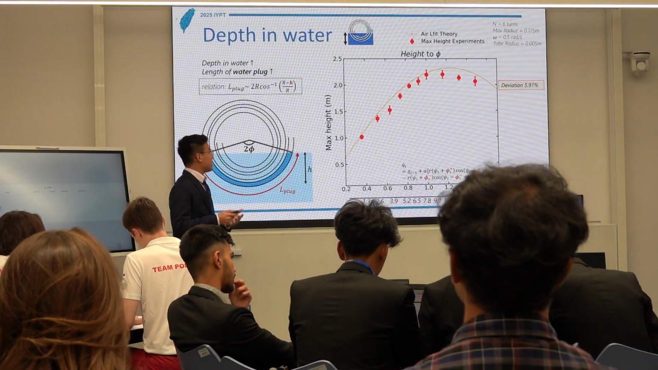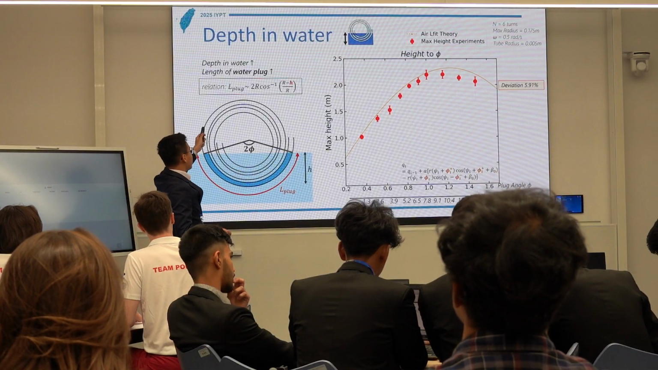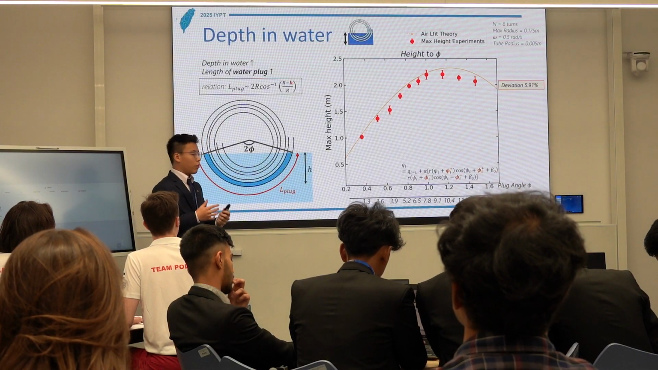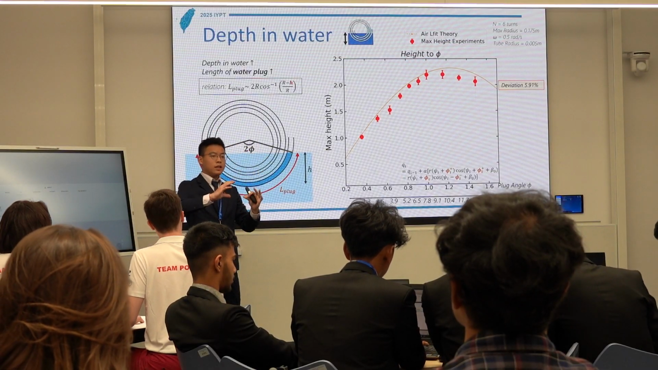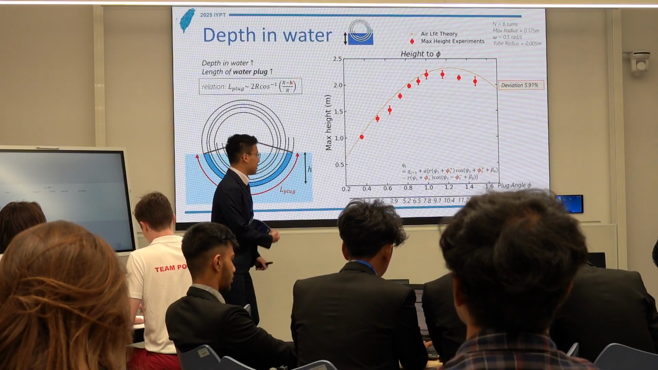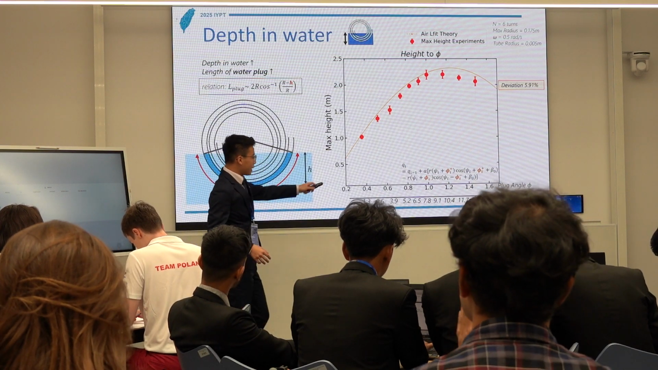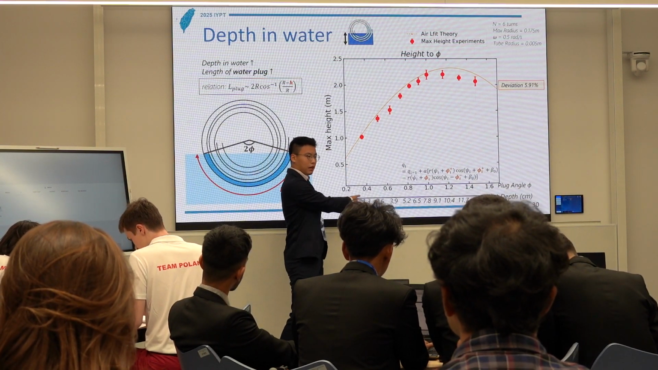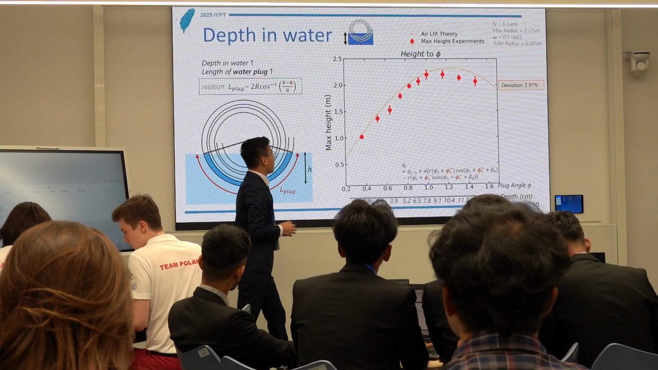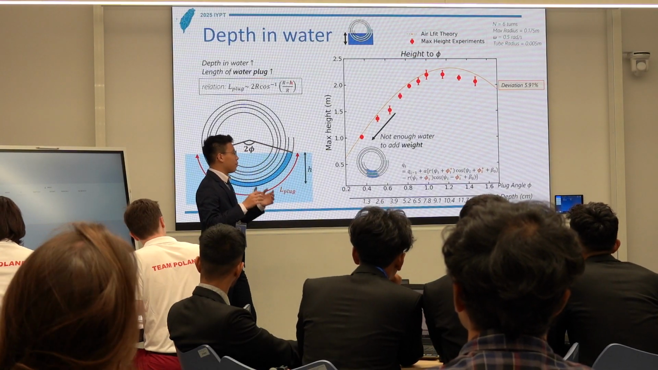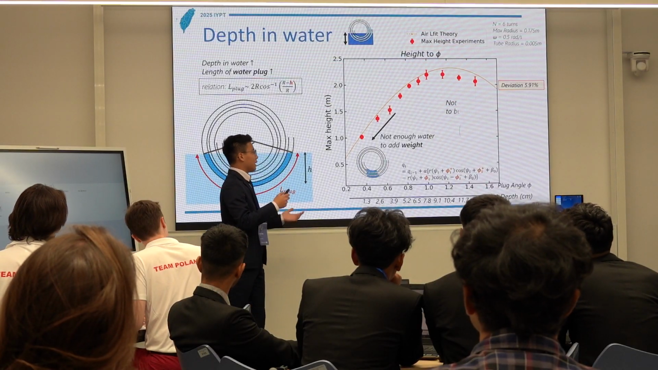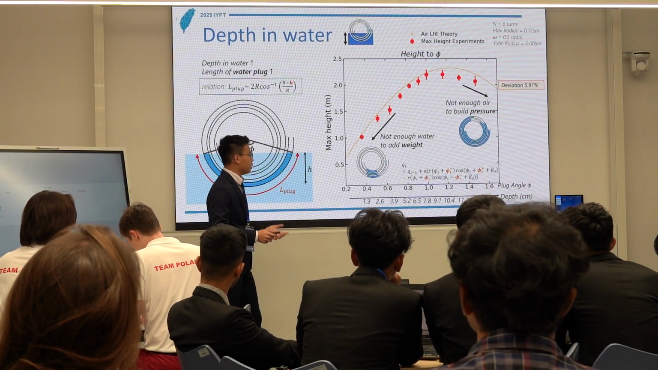Then the next parameter is the depth in the water. So when you increase the depth in the water, the length of the water plug will increase with this relation. So this is when you make the pump deeper, it will scoop up more water in a single revolution. So the plug angle phi could be interpreted as the depth of my pump in the axis here. And in lower depth conditions, there will be not enough water to add weight. And in deeper conditions, there will be not enough air to build pressure.